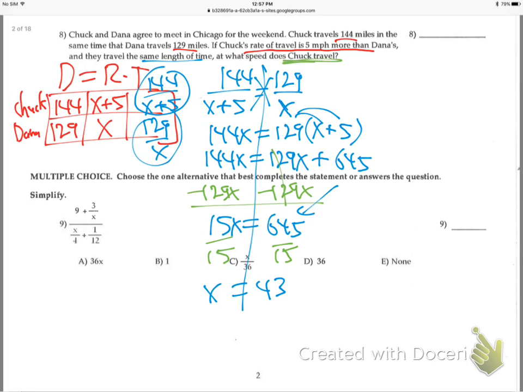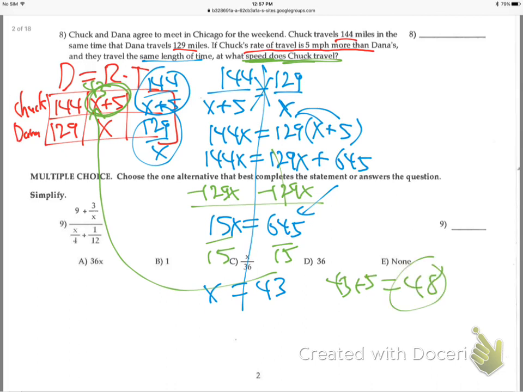Chuck, at what speed? Yes, the speed for Chuck. Chuck's rate, which is right here. It's that box. It's always one of those 6 boxes, huh? Chuck's rate. So take that 43, put 43 right there. 43 plus 5 is 48. It's just like the one on the quiz today. A little different numbers, but basically the same thing. 48. That's the answer to that one. Is that okay? Just like it was on the quiz.